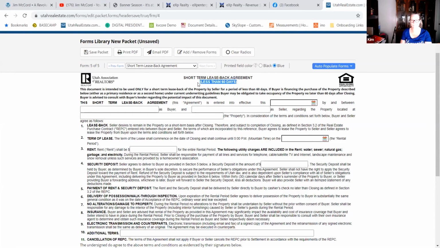Oh, right here is where it says it. Less than 60 days. Now, why does it say that already? I mean, couldn't you do a 90-day, a 4-month? You want to lease the property through the winter or whatever?